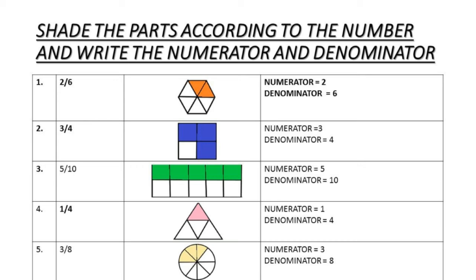Next one, 1 by 4. A triangle has been divided into 4 equal parts. One is shaded among them. So the numerator is 1, denominator is 4. Fifth one, 3 by 8. A circle has been divided into 8 equal parts and 3 portions are shaded. The numerator is 3, denominator is 8.